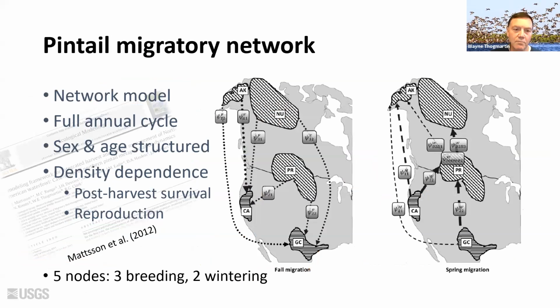Brady Madsen led a paper in 2002 that describes a network model for this species. It's a full annual cycle model. It's sex and age structured, and it has very important aspects relating to density dependence. It's a fairly simple network. It's got 3 breeding nodes, one in Alaska, one in the prairie potholes, the duck factory of North America.